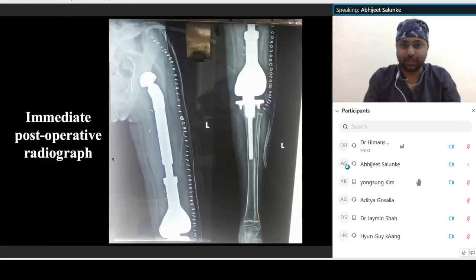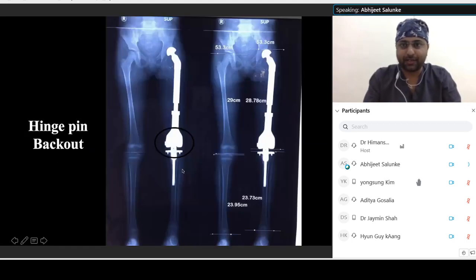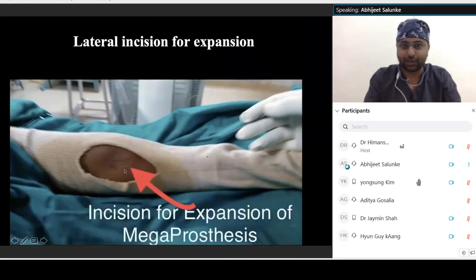So this was her immediate post-operative radiograph. This is the small part which we need to expand in future. So we had a small complication. There was a hinge pin back out here. So a small surgery was done. Again, this was placed back and a circlip was placed here. And there is always a small incision required for expansion.